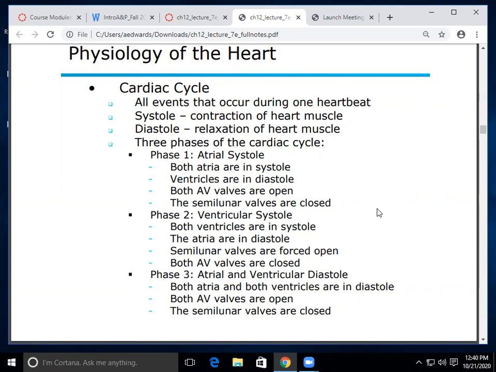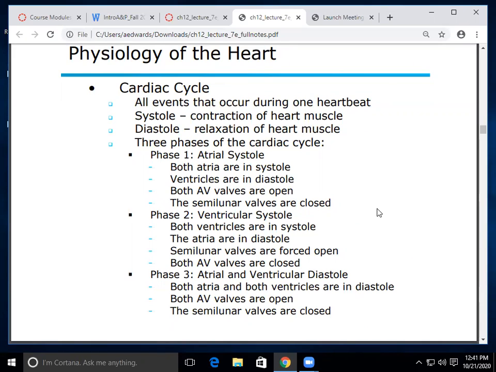Okay, so what are the three phases of your cardiac cycle? First phase is atrial systole, so that means your atria are contracting. Both of the atria are in systole, they're contracting. Both the ventricles are in diastole, they're relaxed. This is going to make the AV, or atrioventricular valves, open, but the semilunar valves are going to be closed.